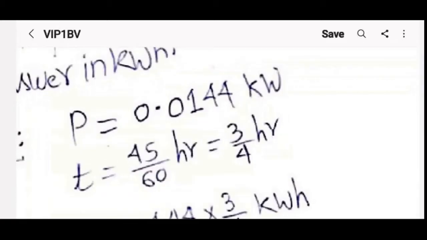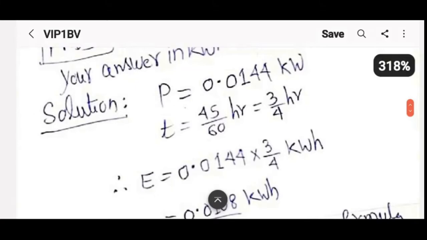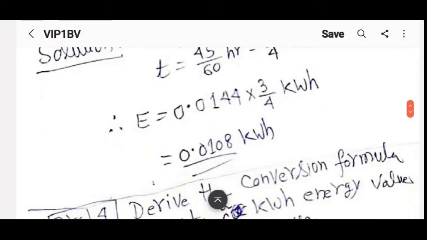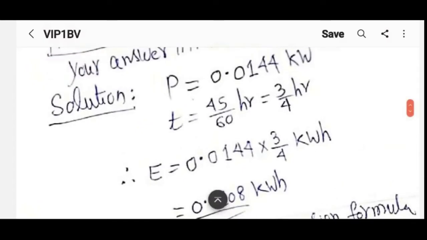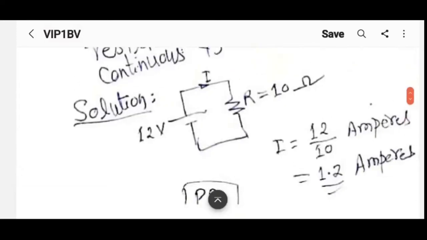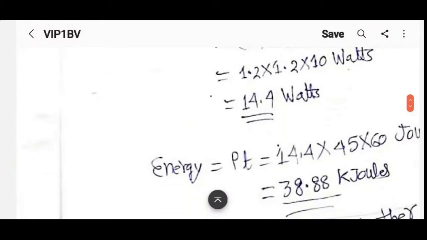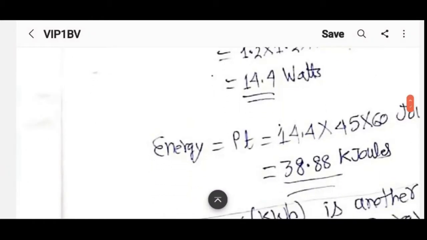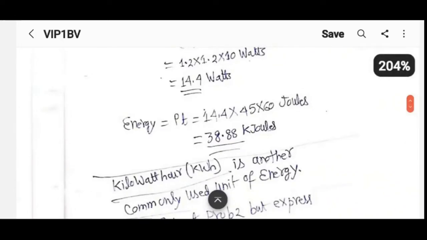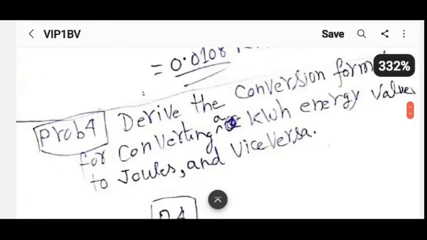Multiply the two, kilowatt and hour. You get the energy in kilowatt hour rather than joules. So it works out to 0.0108 kilowatt hour. And the same problem in the previous case gave us the answer 38.88 kilojoules. So now you can see that there must be a definite relationship between joules and kilowatt hour. And that is the next problem.